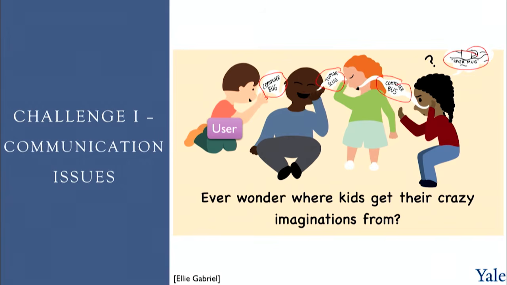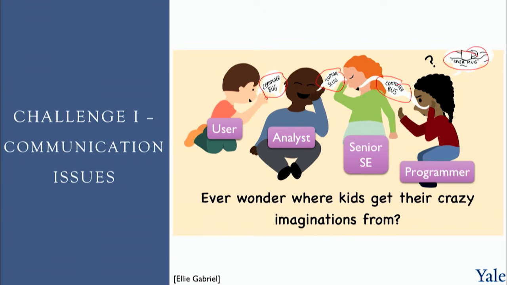The first child here might be a user. This is what they need. The second child here is our analyst, the person who goes and talks to the user and tries to figure out what the user needs. The third user might be a senior software engineer who has to design the software. And maybe a fourth user is a programmer who has to implement the software.